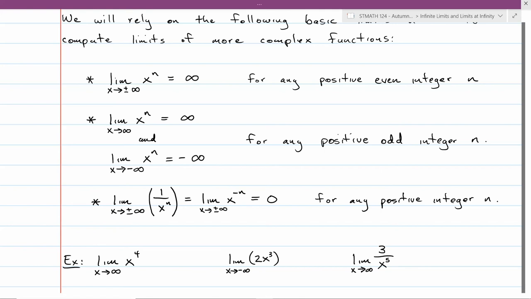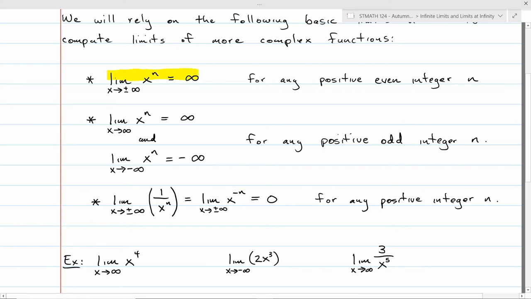So it turns out that if you take the limit as x goes to either plus or minus infinity of x to the n, you're going to get infinity whenever you're talking about an even integer n. So if you take something like x squared or x to the fourth, and you start putting in big numbers, it doesn't matter whether they're positive or negative. When you take a number and you raise it to an even power, you always make it positive, right? So you're always going to get positive infinity in those cases.